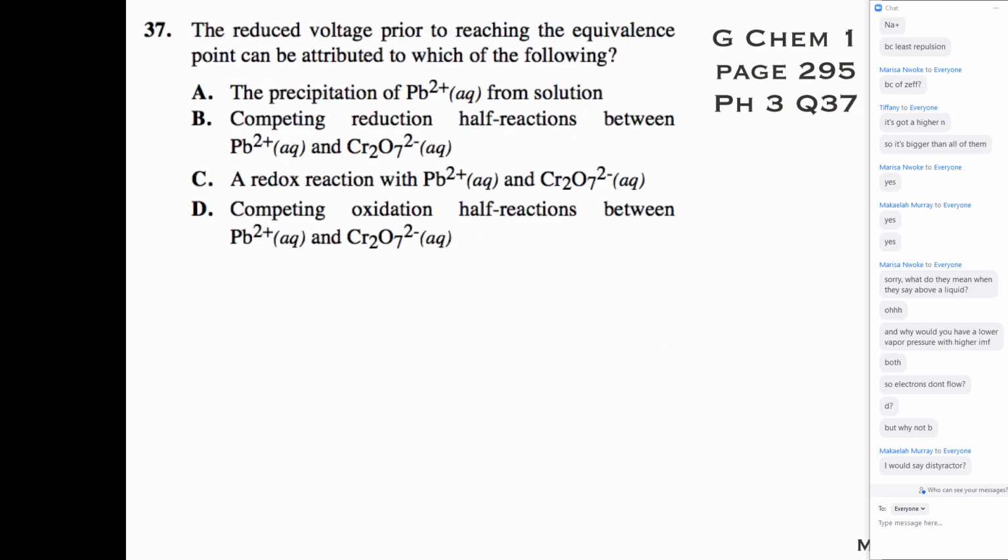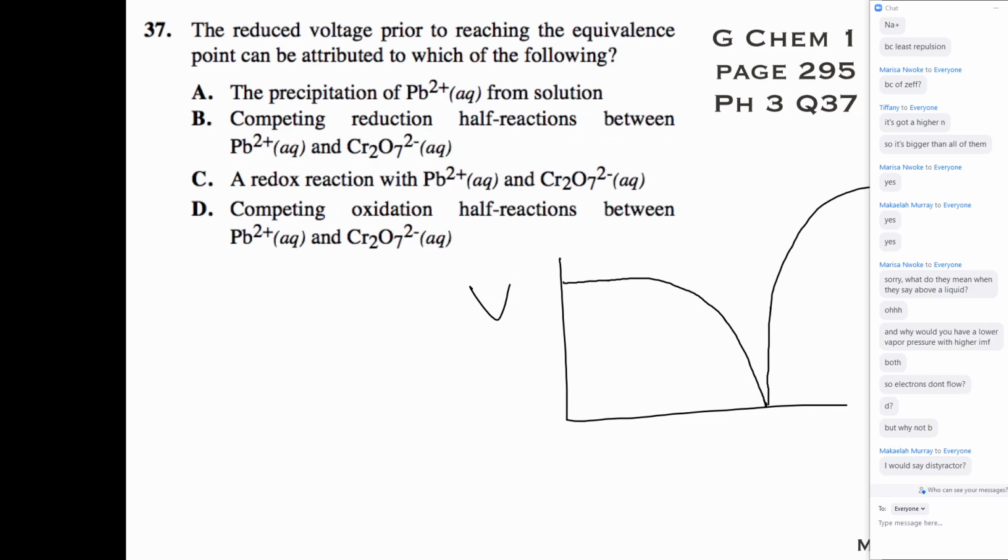37, the reduced voltage prior to reaching equivalence point can be attributed to which of the following? Okay, so what you have to see is that the voltage over the course of titration looks something like this. And then it shot up. And you're adding Cr2O7 2 minus. That's your oxidizing agent.